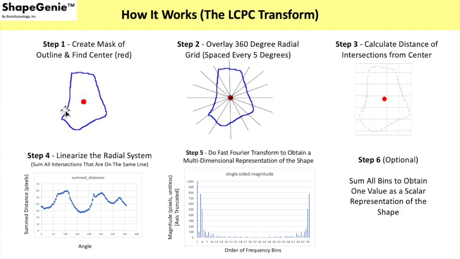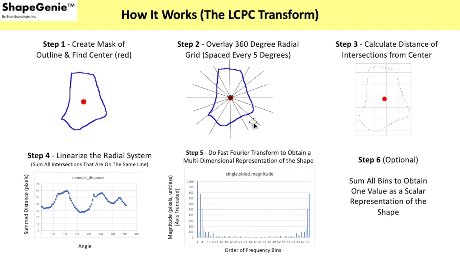In step one, you have the outline of the object of interest. And what Shape Genie does is it finds the smallest bounding box or rectangle that touches all four sides of your object. The center of that rectangle will become the center of a radial grid of 71 lines. Shape Genie then finds the intersection of every line and the edge of your shape as shown in step 3. And now it can calculate the distance of every intersection to the red dot, which is the origin.